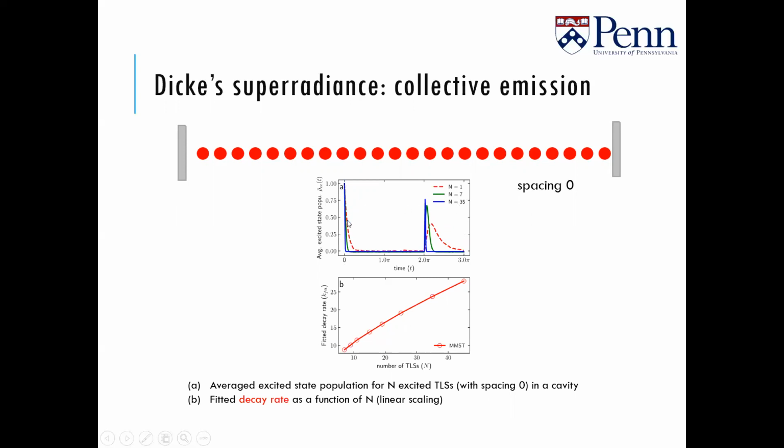If we fit the initial decay rate as a function of the number of two-level systems, we'll get such linear scaling from MMST dynamics, which agrees with the Dicke superradiance prediction.